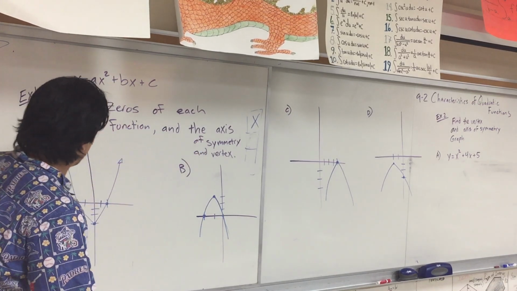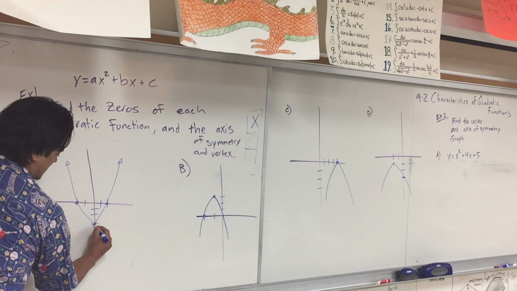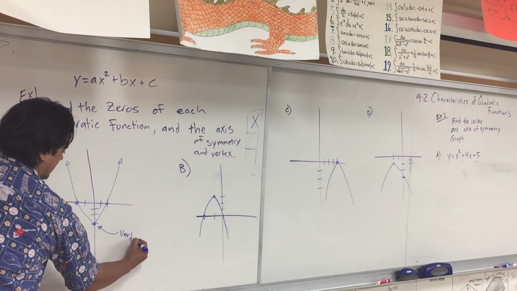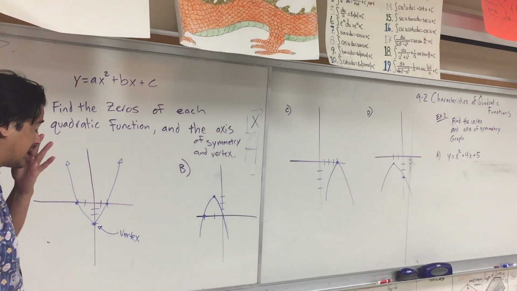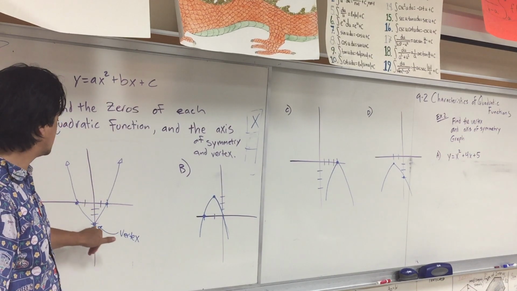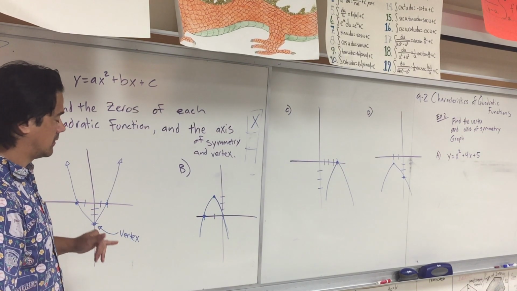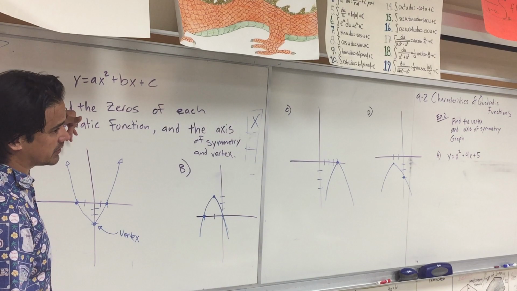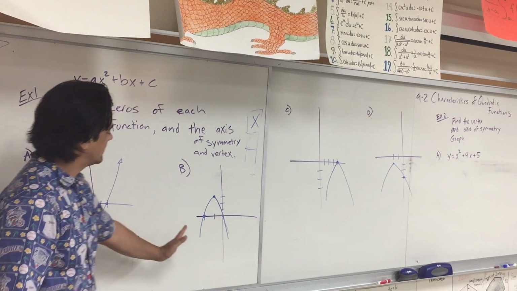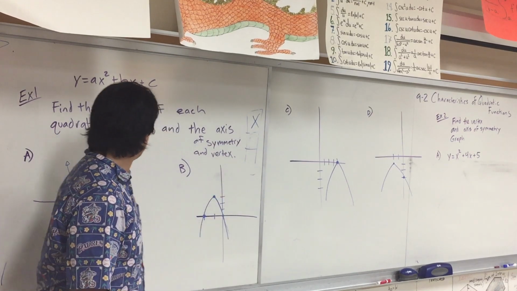Okay, now they're asking us to find the zeros of each quadratic function and the axis of symmetry and vertex. So the vertex is at the point here, and that is our vertex. That's either going to be the highest point in the graph or the lowest point. What's this one? Lowest. Think of it if you're on a roller coaster, right? You're going, woo. This would be your lowest point. This would be your highest point.